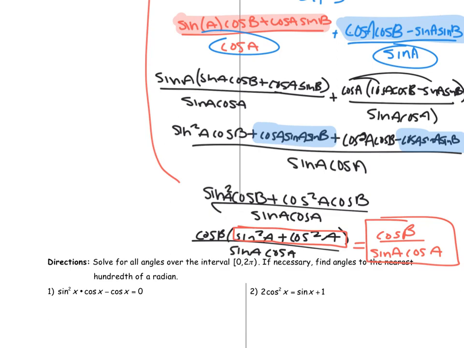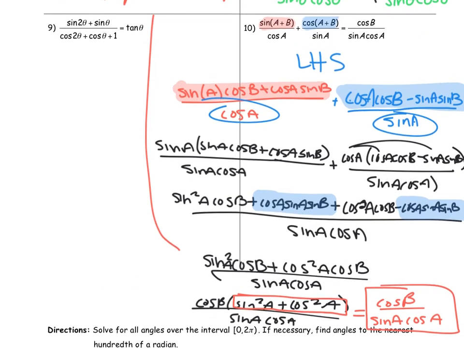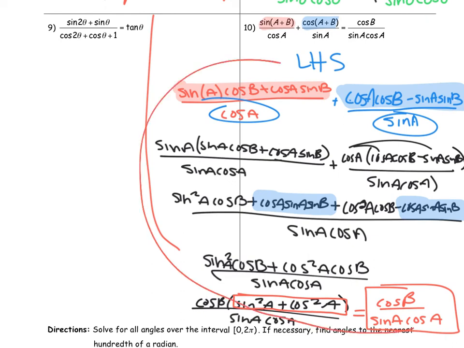If we take a look, this is all work for the left-hand side. Everything here for the left-hand side, in the end, ends up equaling the right-hand side. Cos B over sine A cos A is the same thing as what we have here on the right-hand side. So that's all the work that we need for question 10. Now I want to take a look at question 9, and then we're going to wrap it up there. Make sure you have this all written down. I'm going to erase what's on the screen.